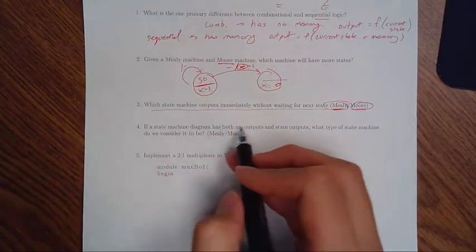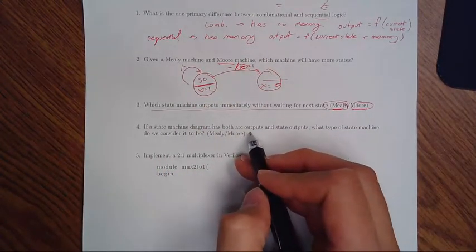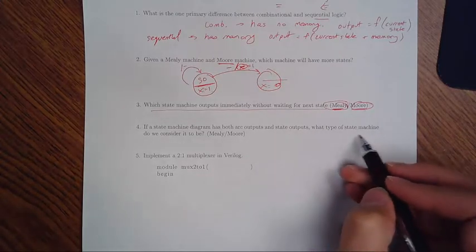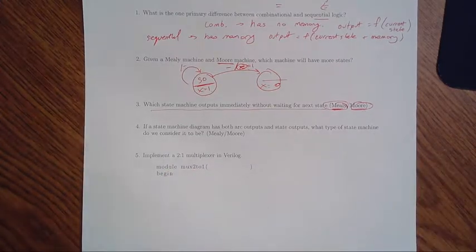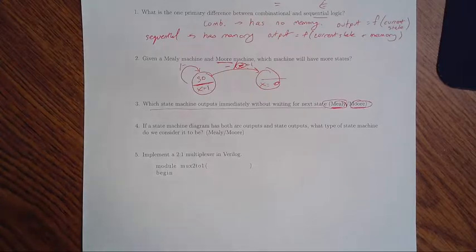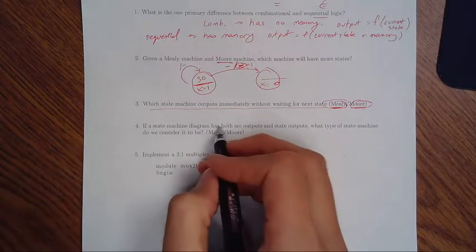So if a state machine diagram has both arc outputs and state outputs, what type of state machine do we consider it to be? This question was probably something that you wouldn't be able to answer. For me, I define it as a Mealy machine.